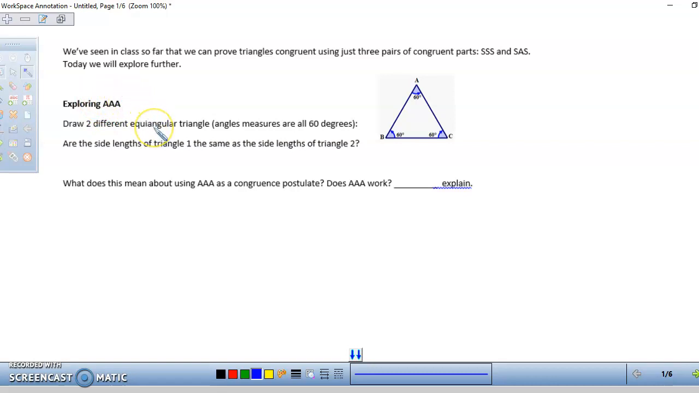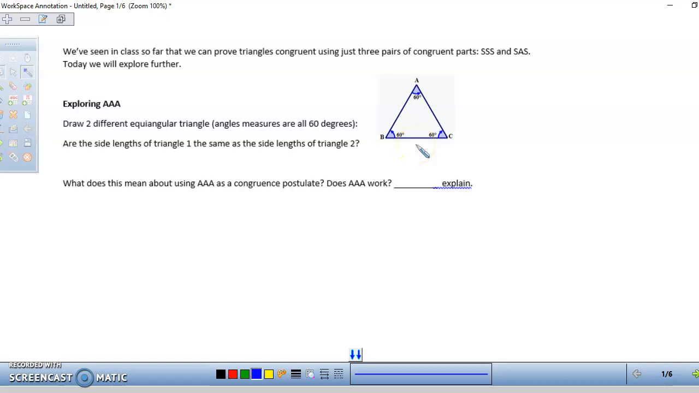If I'm only given three angles of a triangle and then have three congruent angles of another triangle, do those triangles have to be the same size, or congruent to each other? Looking here, we're going to draw ourselves a triangle with 60 degrees, 60 degrees, and 60 degrees. So this makes an equiangular or equilateral triangle.